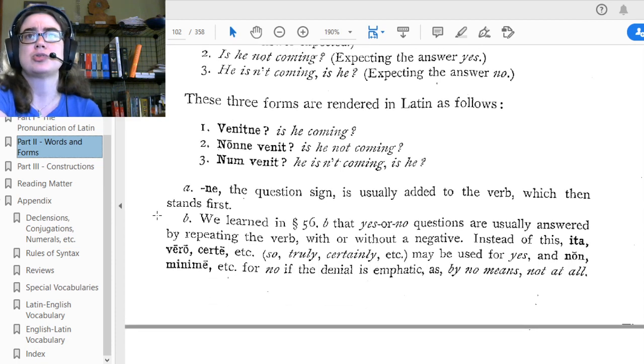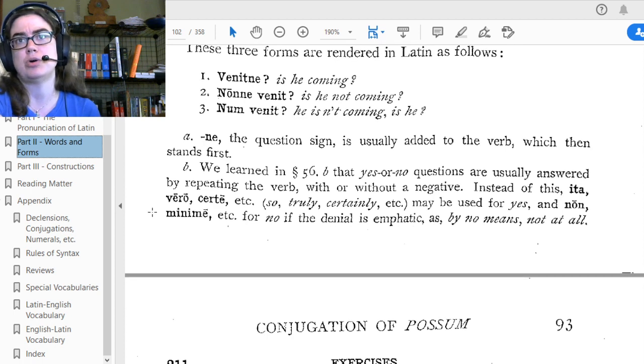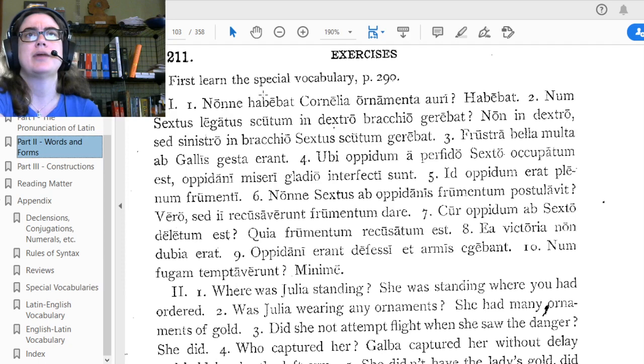Yes or no questions are usually answered by repeating the verb with or without a negative, or you can also do ita, vero, certe for yes and non, minime for no. So, nonne habebat Cornelia ornamenta aurea? Doesn't Cornelia have ornaments of gold? Habebat, yeah, she does. So with nonne, you expect a yes.